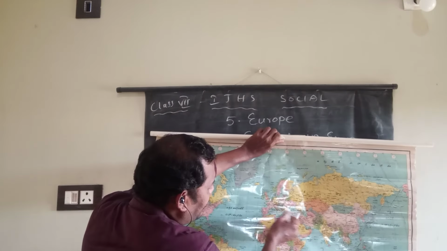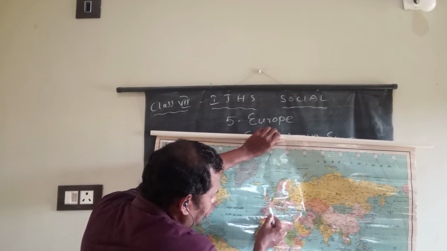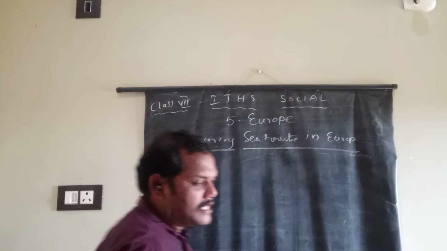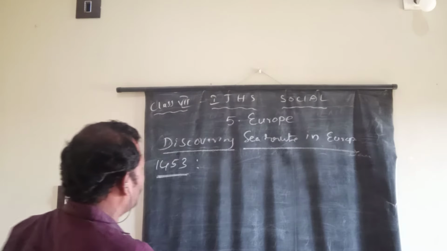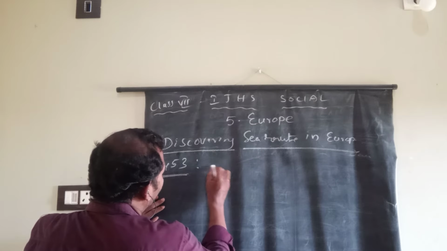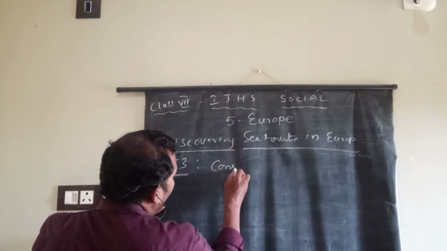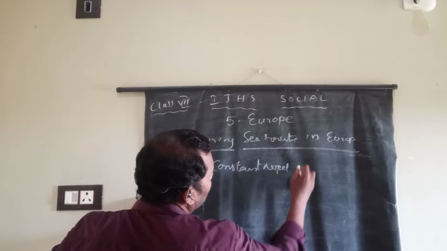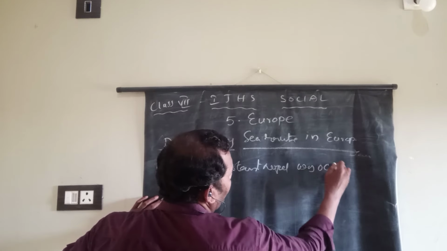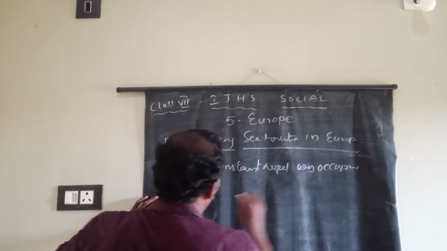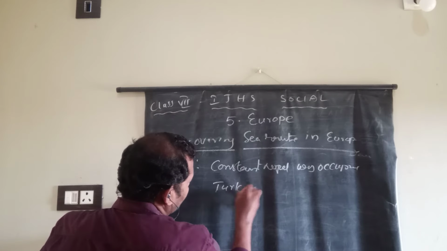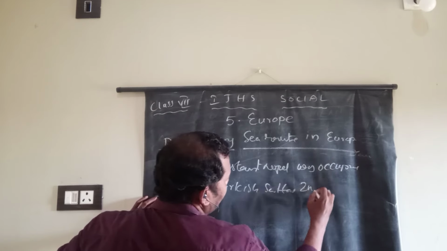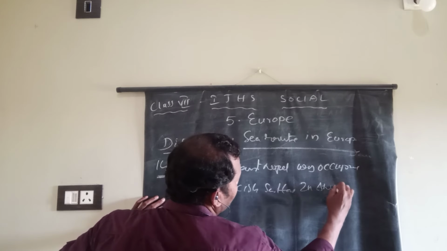This land area, that means here, was occupied by the Turkish Sultan. That means Constantinople was occupied by Turkish Sultan Mehmed II.